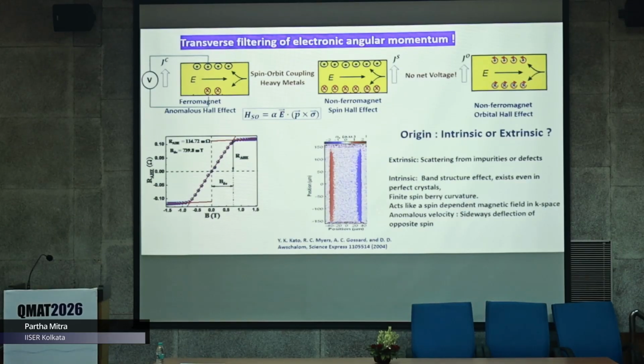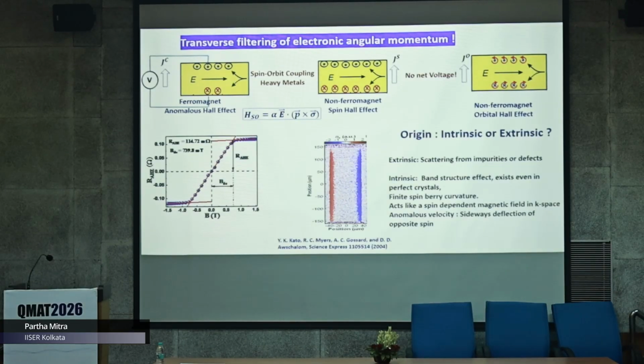Now, my talk is about the orbital Hall effect. Analogous to the spin, which is an angular momentum, Bloch electrons also have orbital angular momentum. If a current flows through it, the orbital angular momentum can also separate, and opposite polarizations of the angular momentum will separate in opposite directions.